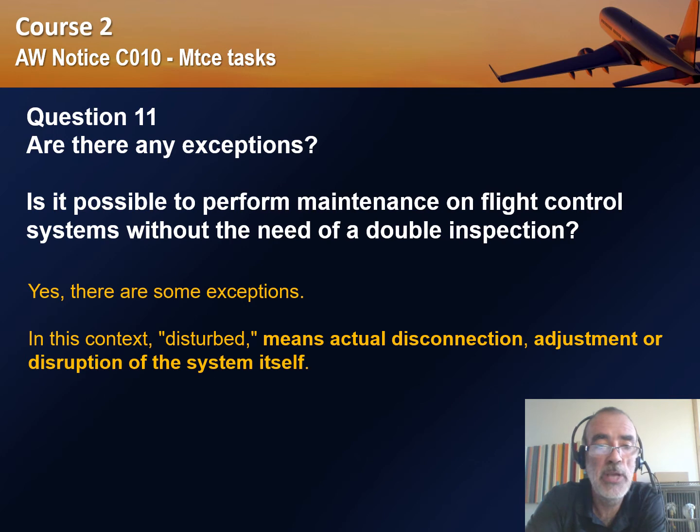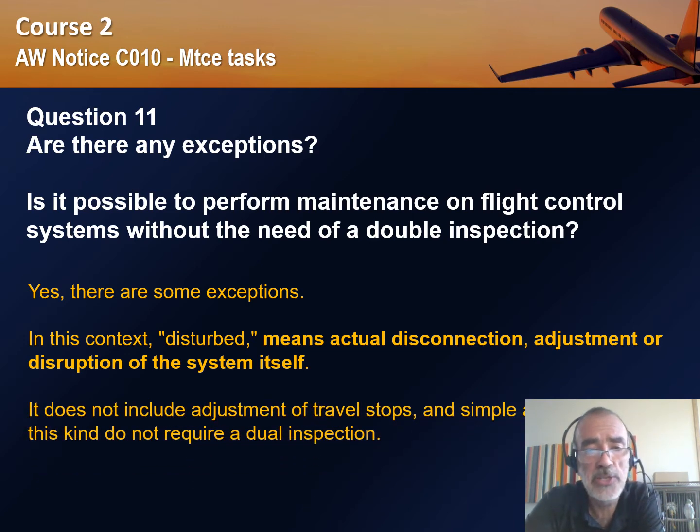Yes, there are some exceptions in the context of disturbance. It actually means to disconnect, adjust, or disrupt the system itself. So if you didn't disconnect anything, you didn't disconnect a cable, you didn't disassemble anything, you will not need the double inspection. But as soon as you disconnect a cable, even by mistake, you will need a second inspection.